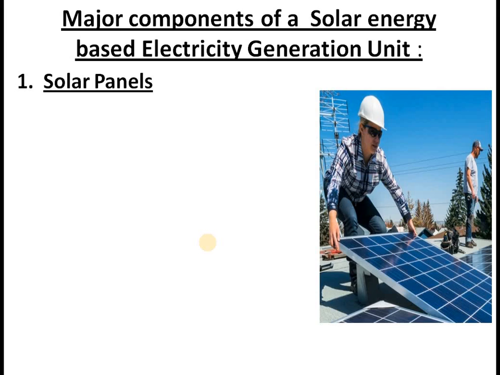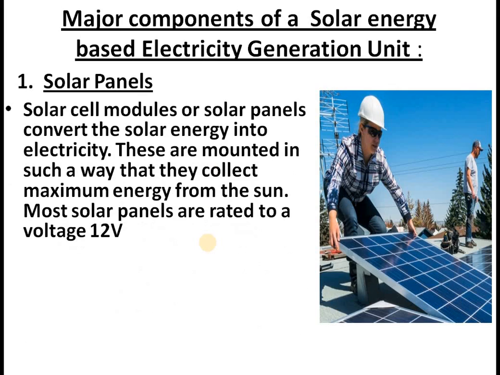Let us see what the major components, the major parts of solar-based electricity generation are. How will a typical solar energy-based electrical generation work, and what are the different parts? First is the solar panel. The solar panel converts solar energy into electricity. These are mounted in such a way that they collect maximum energy from the sun. You can orient the panels towards sunlight, or in certain other cases you can automate it. Automation means from morning to evening you can rotate the panel according to the sunlight, and this way you can maximize the energy reception.